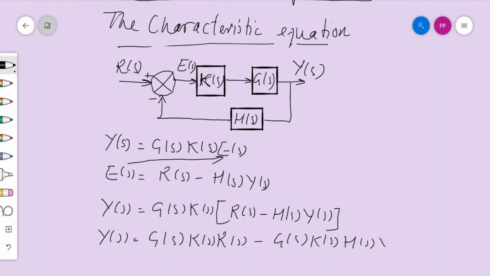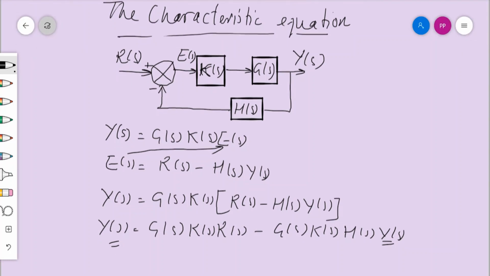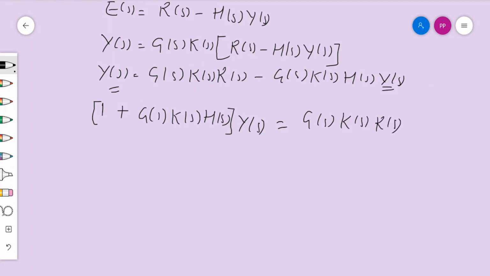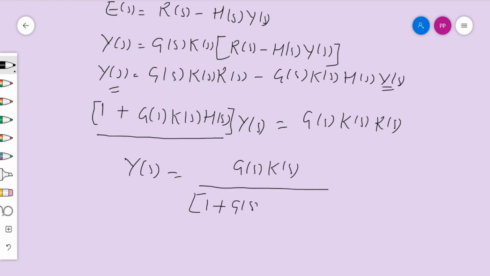So if we take the Y terms together, we can find out that 1 plus G(s) K(s) H(s) in square brackets, I am assuming the system to be of SISO type, so this will become a single equation finally, multiplied by Y(s), equals G(s) K(s) R(s). So if we divide both sides by the factor on the left hand side, we will get Y(s) equal to G(s) K(s) divided by square bracket 1 plus G(s) K(s) H(s). So this is multiplied by R(s).